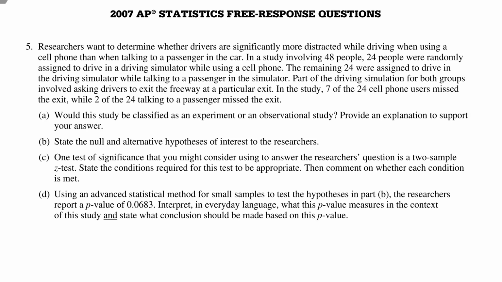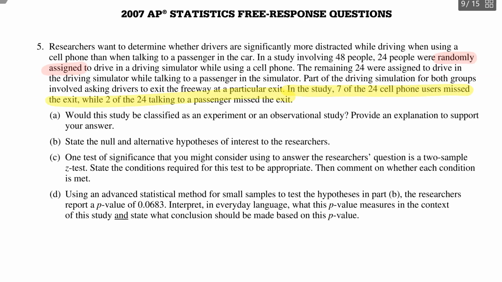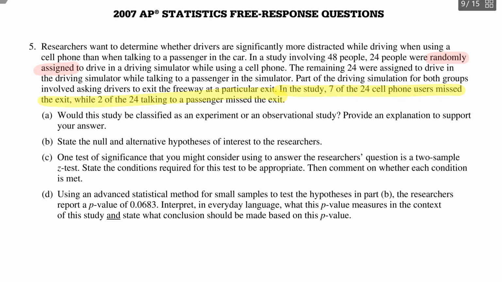We're talking about 48 people. We see this magical keyword: 24 are randomly assigned to drive with a simulator while on a cell phone, and the other 24 are assigned to drive on the simulator while talking to a passenger. And then both groups are asked to exit the freeway, and then we have this number of people who missed their exit.